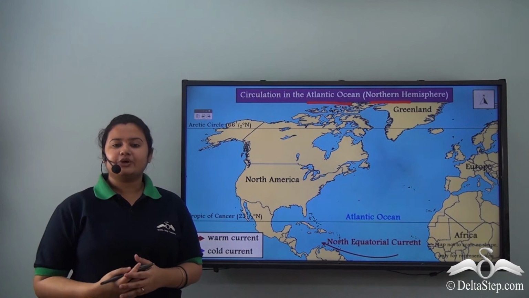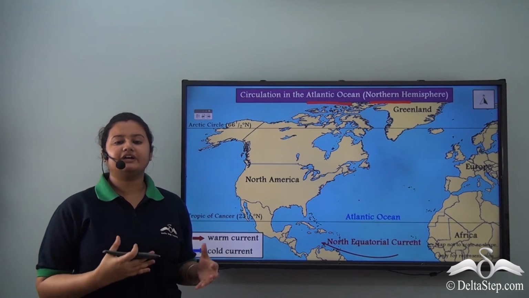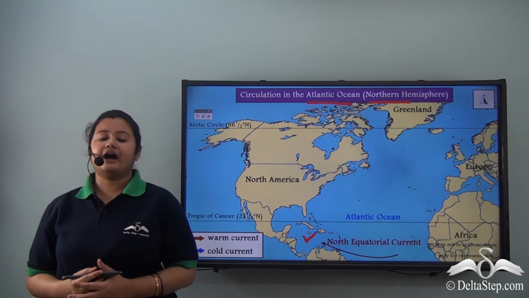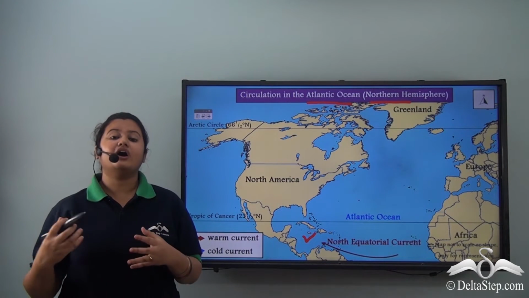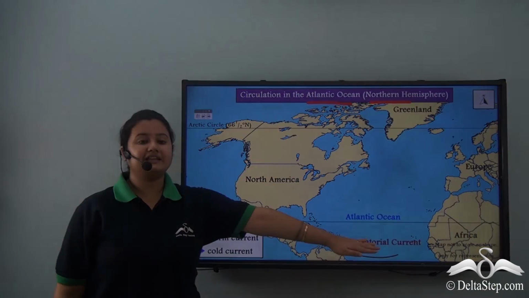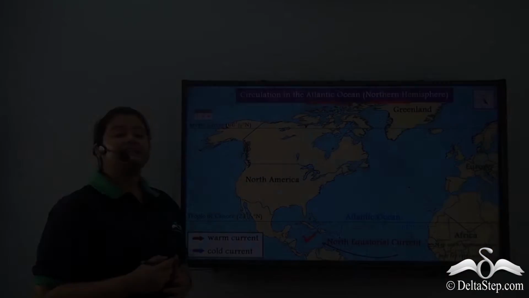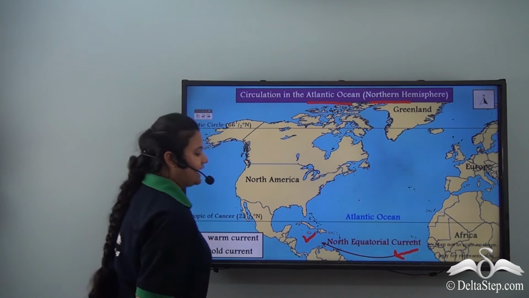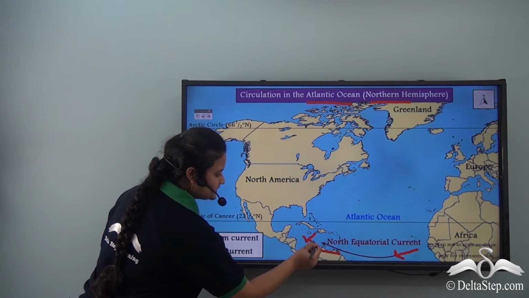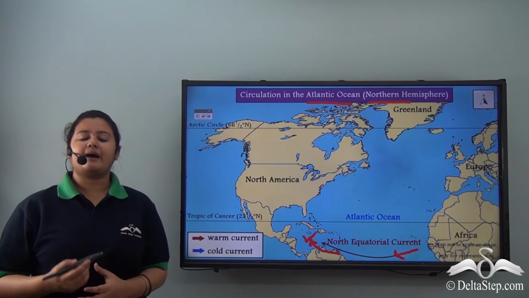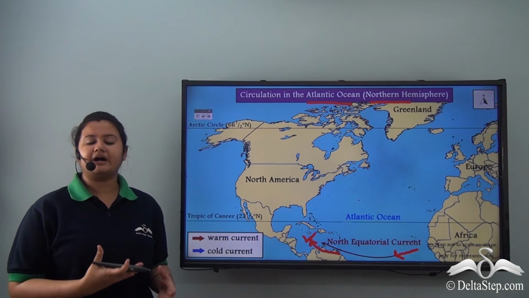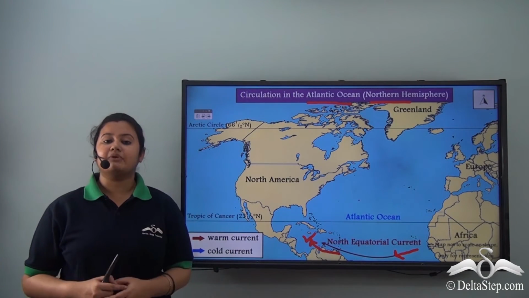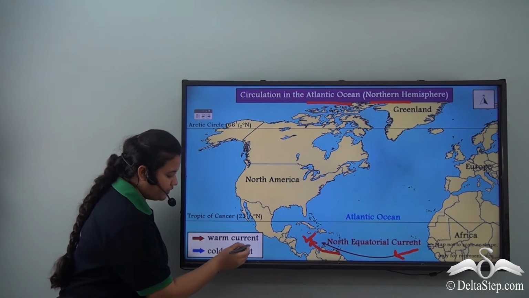Now the circulation in the northern half of the Atlantic Ocean begins with the North Equatorial Current. Now the North Equatorial Current is a warm current which originates in the torrid zone near the equator. This warm current flows from east to west and then it deflects to the right. This deflection happens due to the Coriolis effect caused by Earth's rotation. Now just see that the North Equatorial Current is marked with red, which means that it is a warm current.